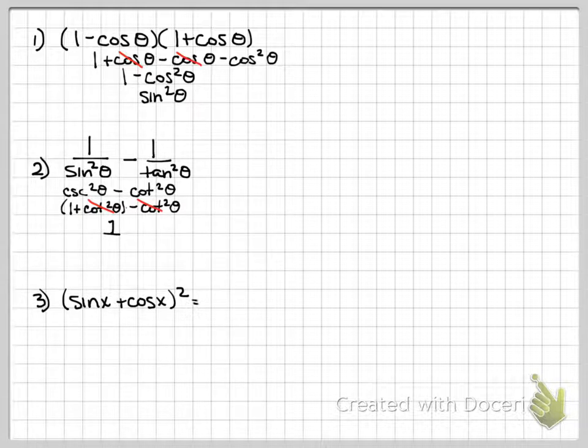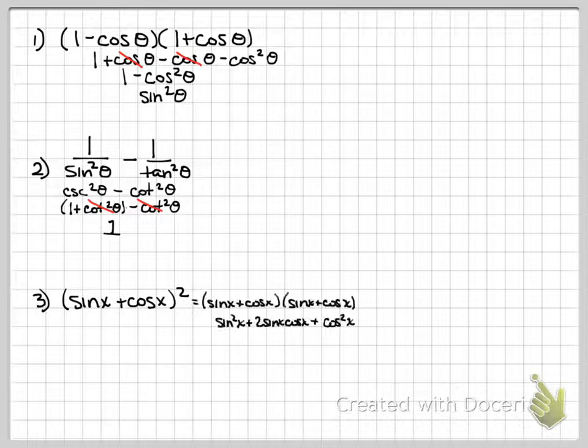So number 3 is we're squaring sine x plus cosine x. So I want you to pause the video right now, and I want you to multiply it out, and let's see how you do. Okay, so hopefully you remembered that when you have that square there, that means you actually have two parentheses that are exactly the same, and you multiply it out, and you get sine squared x plus 2 sine x cosine x plus cosine squared x.